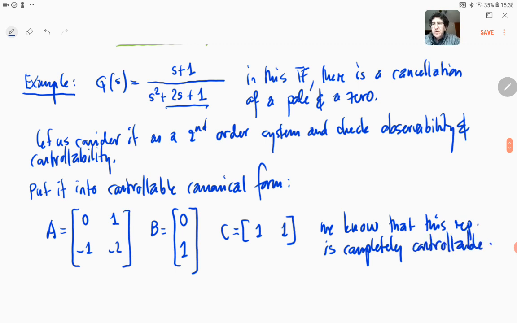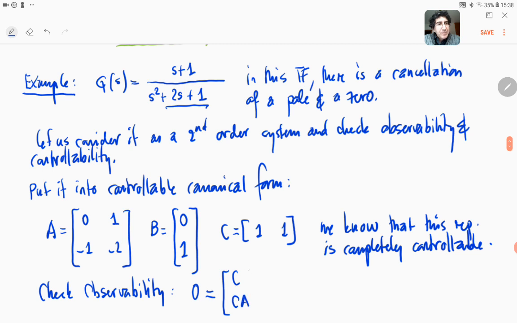But what about observability? Let us check observability. In order to do that, we will simply construct the observability matrix. O is equal to C and CA. So C is given by 1 and 1. C and A becomes -1 and -1, another row matrix.